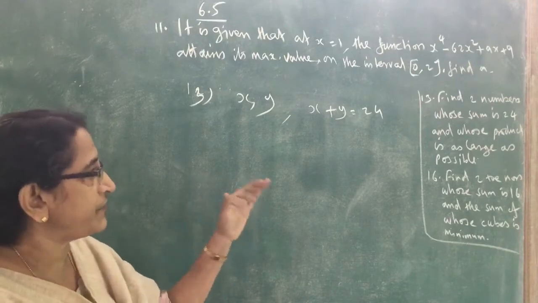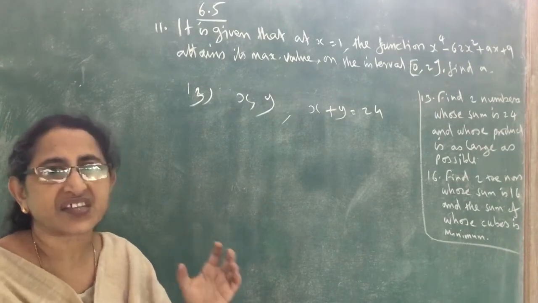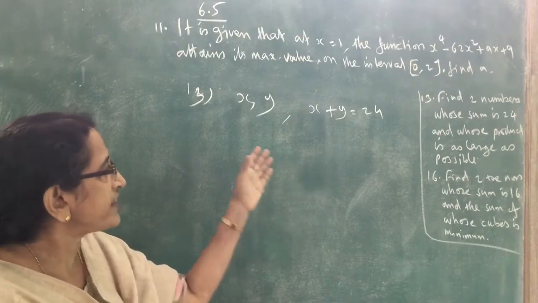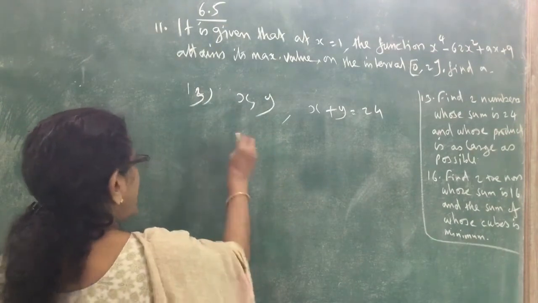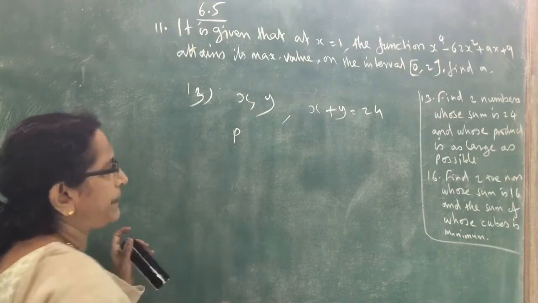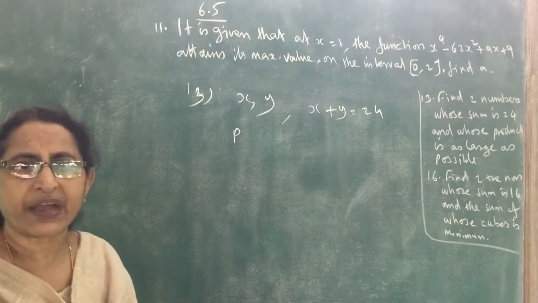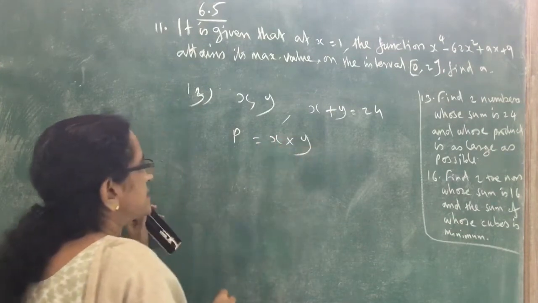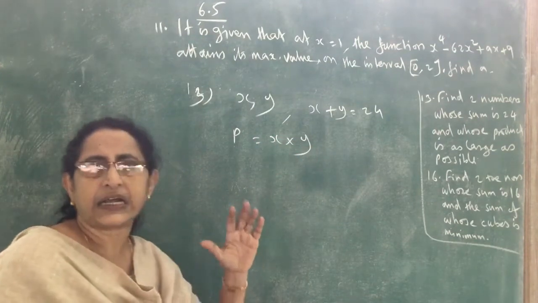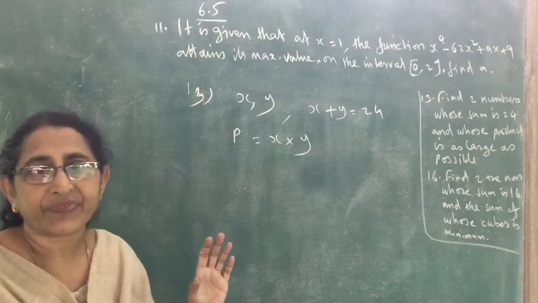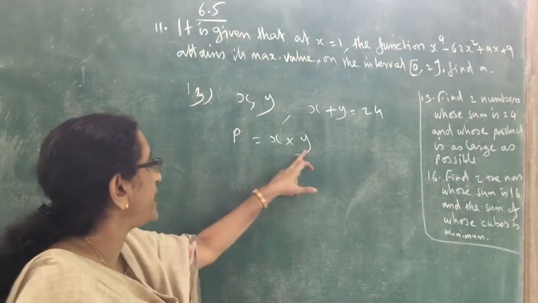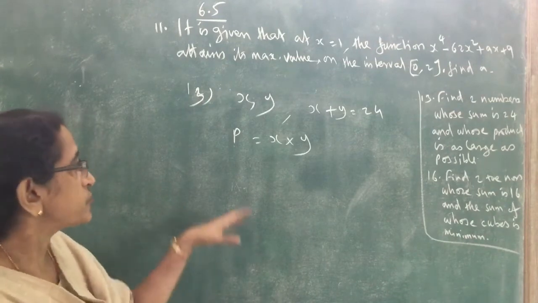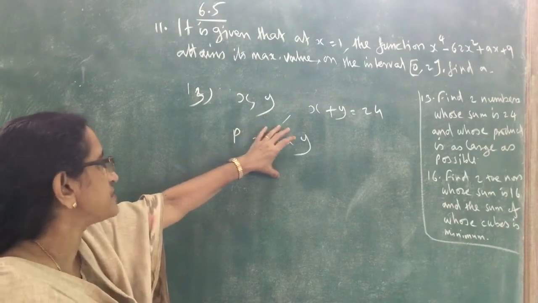So for that we have to find when that function is maximum. Function maximum means product. What is the product of these two numbers? We can denote the product of the numbers by p. So p equal to x into y. That is the product. So we have to find when this product is maximum, at which values of x and y this product is maximum. So we use the second derivative test.